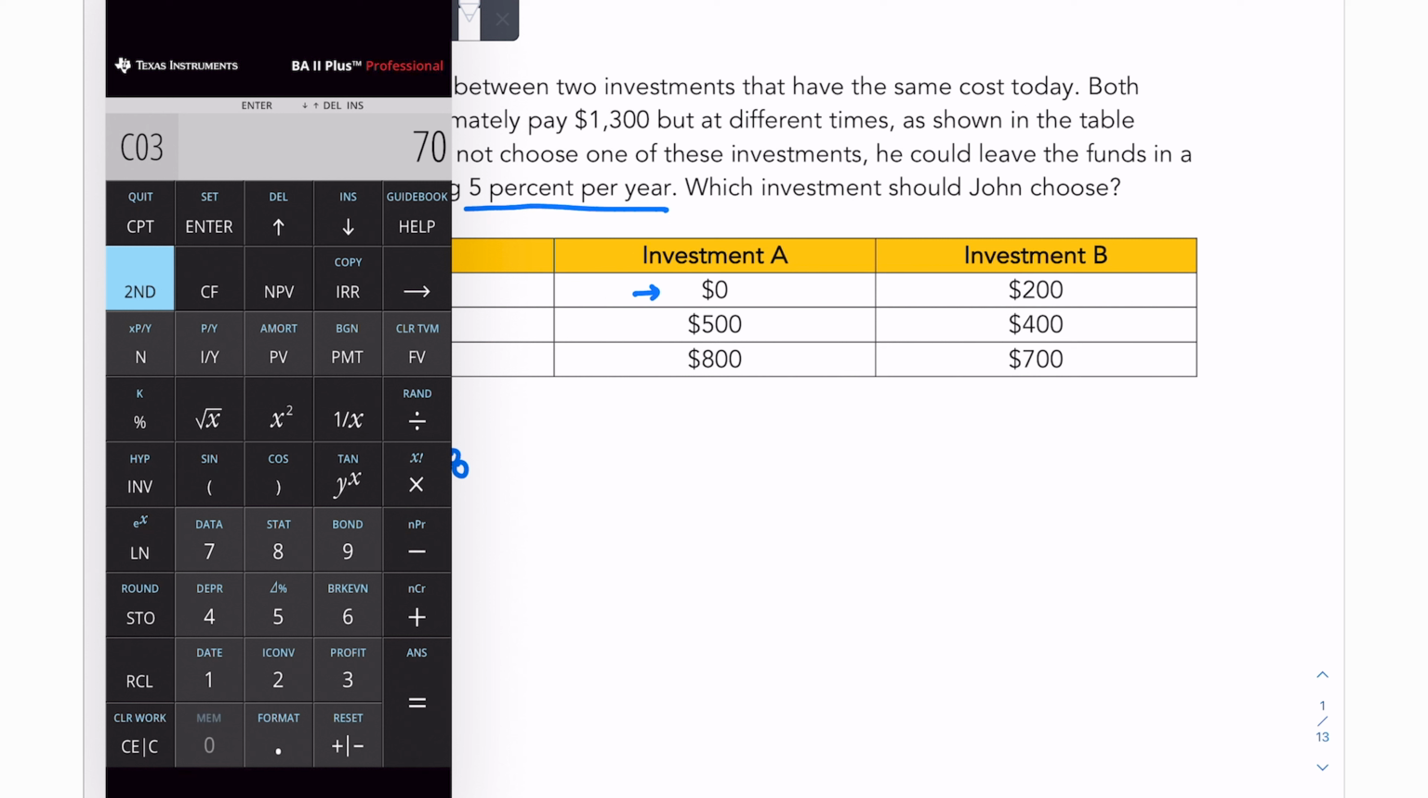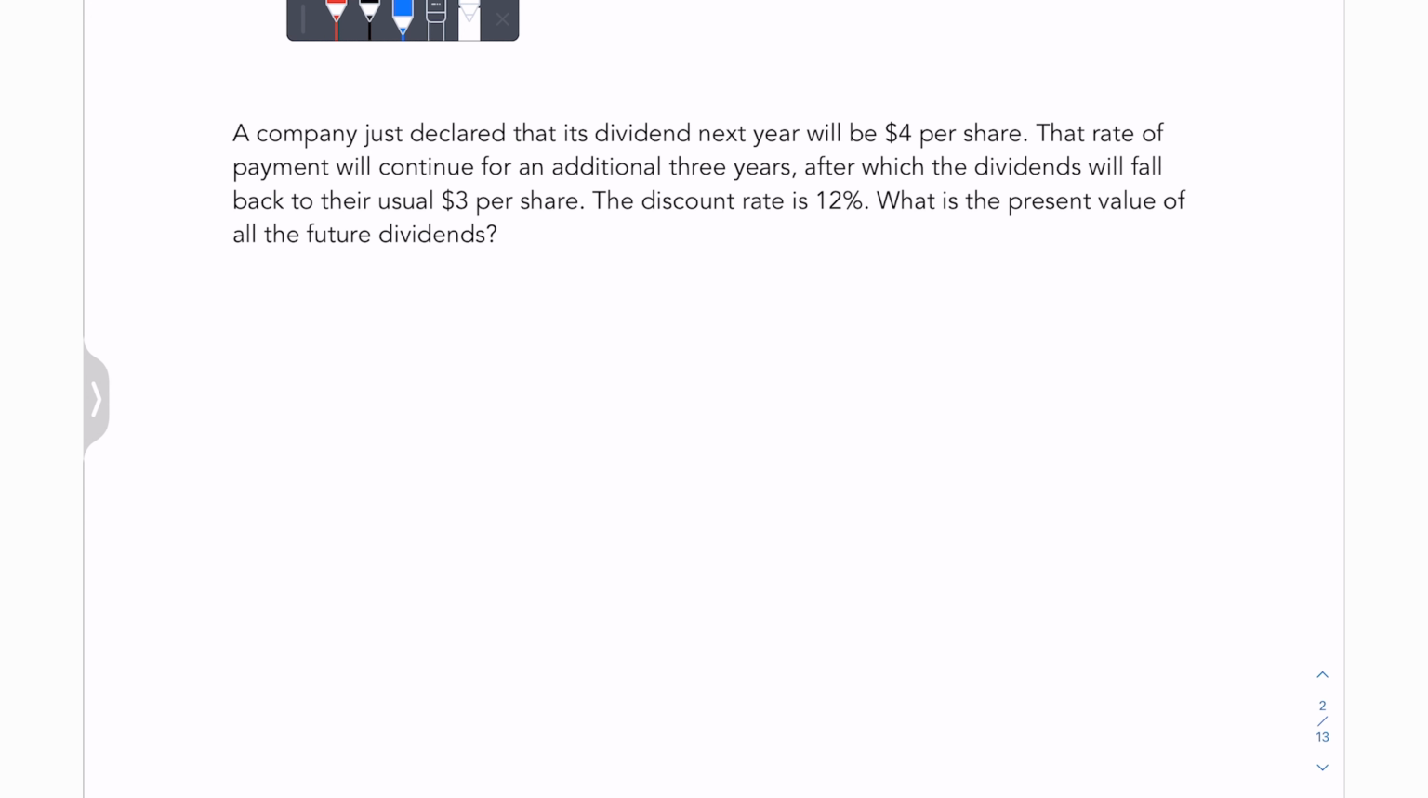And then 700, enter. Then just like we did before, we'll go to NPV, set the interest rate to 5, enter to save it, arrow down, compute. And for investment B, we get a present value of $1,157.97.